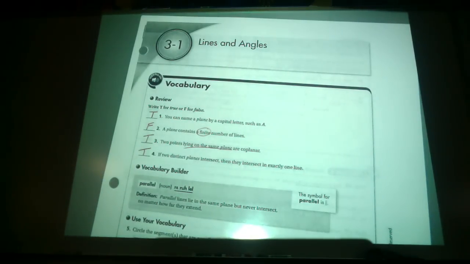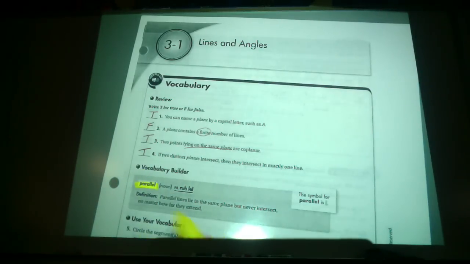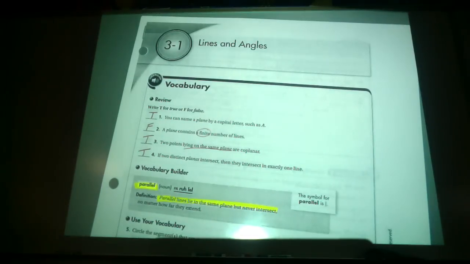If 2 lines intersect, what do they intersect in? 1 point. So then your new vocabulary word today is parallel. I think you all already know what parallel lines are. Parallel lines are in the same plane but never intersect. So if they're not in the same plane, they cannot be parallel. It is possible to have 2 lines that are not in the same plane but don't intersect. Those are not parallel lines. Parallel lines have to be in the same plane.